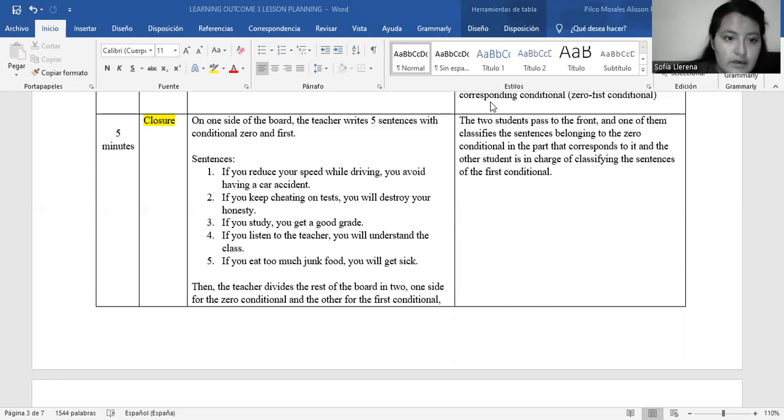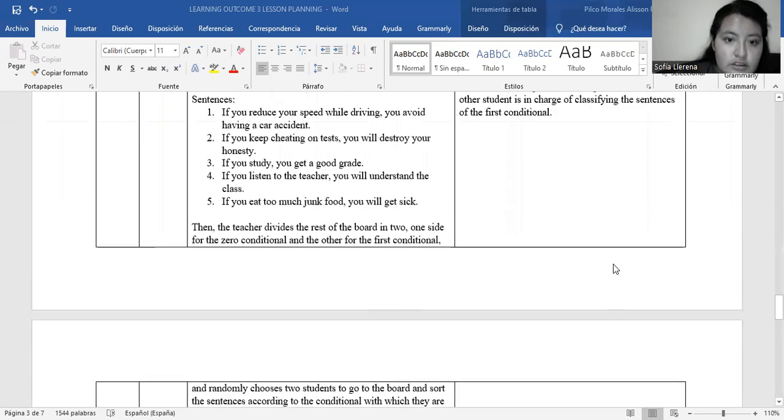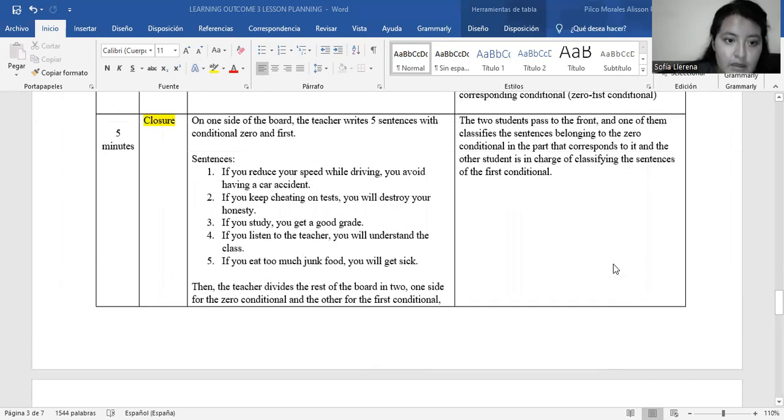So as we can see here, in this activity, the students are going to identify the two different conditionals, the zero and the first conditional, through an activity in which they are going to classify correctly the sentences according to the conditional with which these sentences have been written.